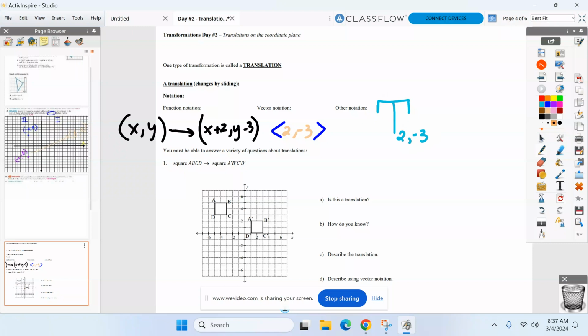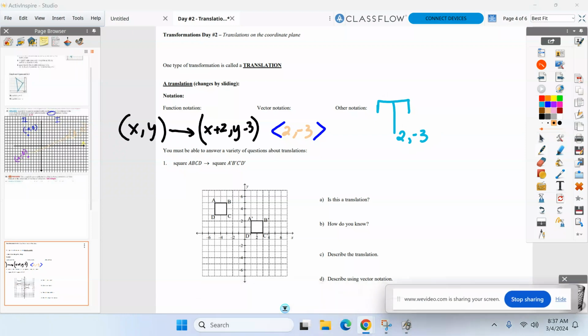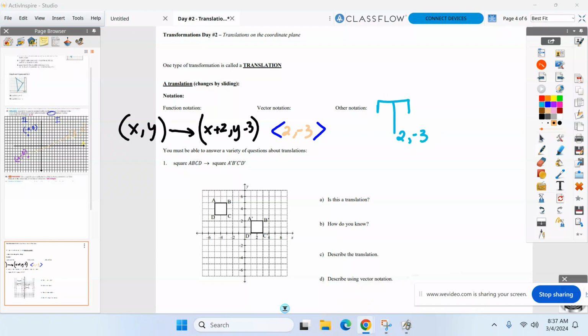So look at what we just wrote. All three of those mean the same thing. Take your figure and points, move it right 2, down 3. Except we can express it three different ways. But they all mean the same thing. It's all a translation, all a slide. Anything you want to ask about those three different ways? All right, let's hop right into it then.